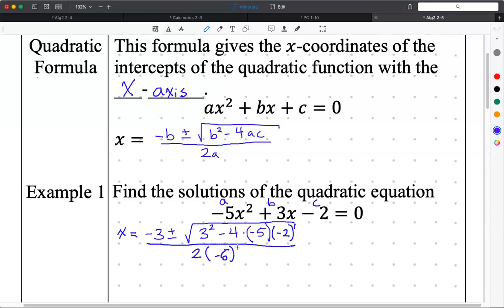All right, I've plugged in the formula. I need to simplify it, and I'm basically done. If you type this formula into Khan, it might tell you to simplify, it might not.